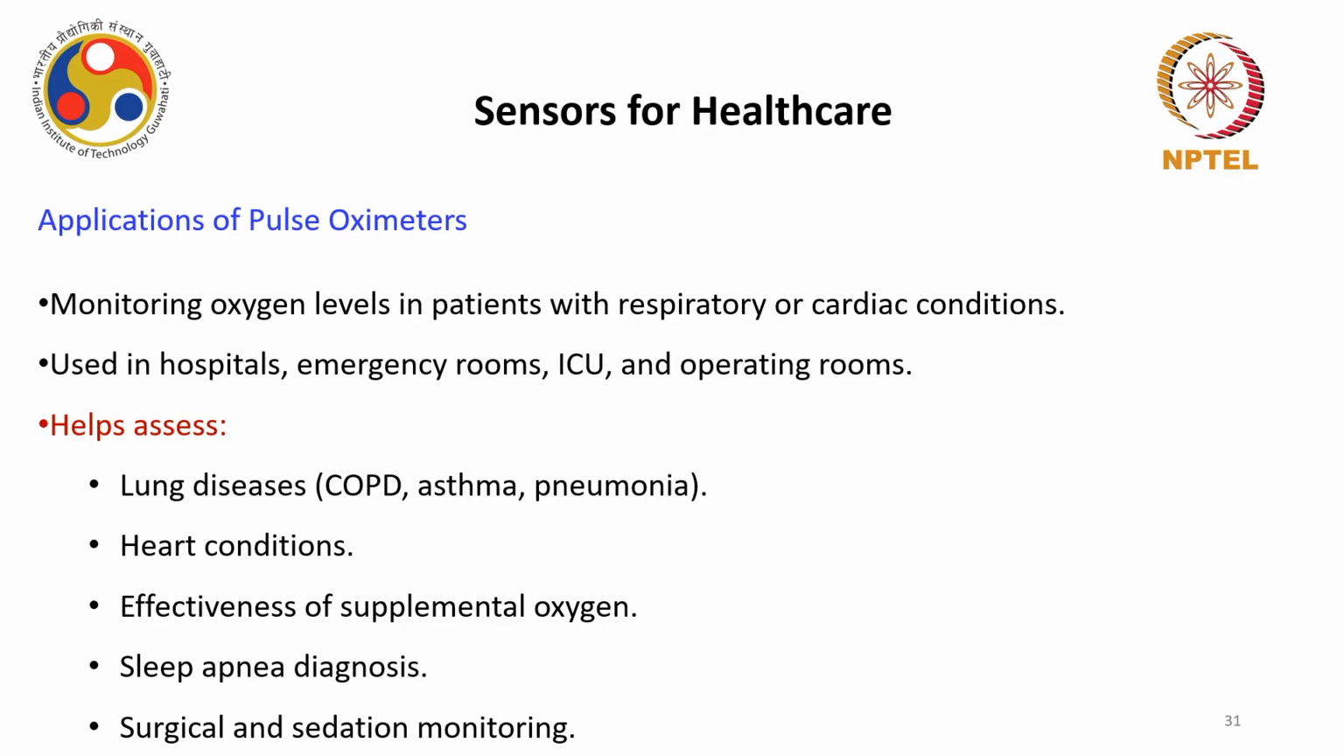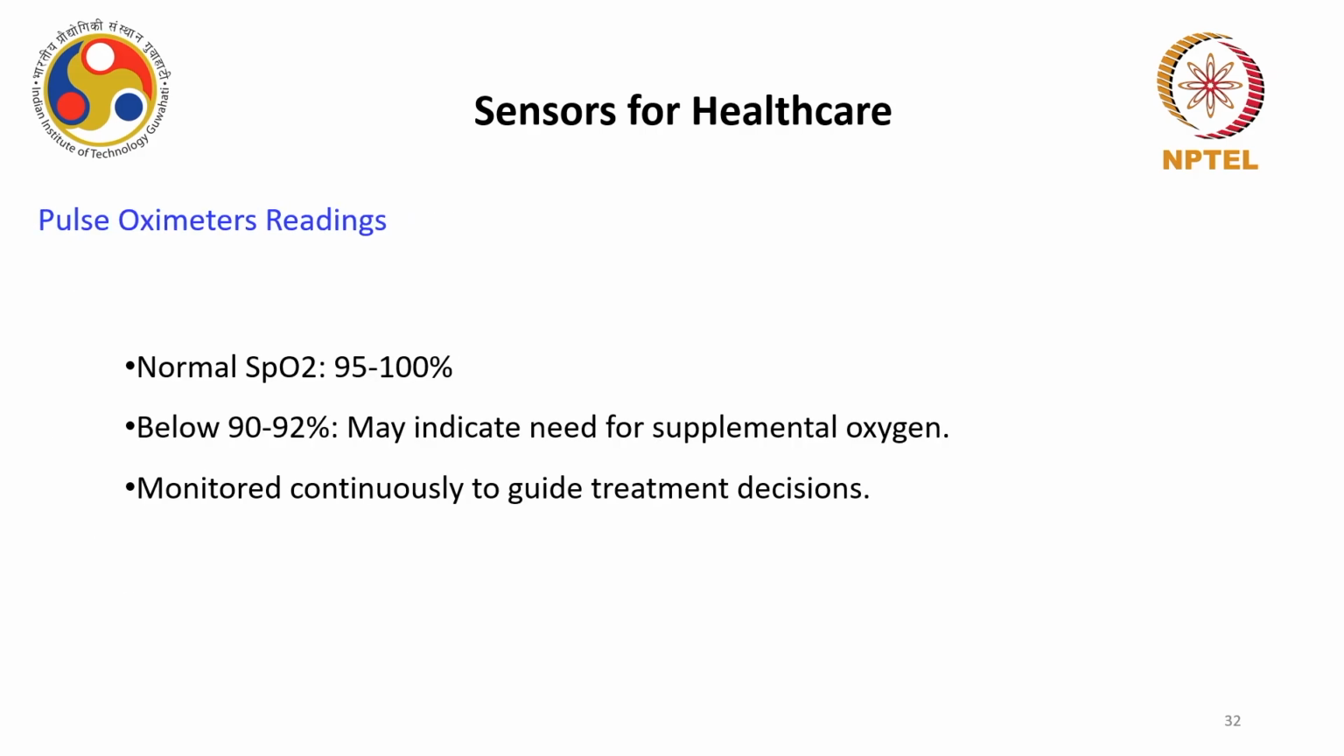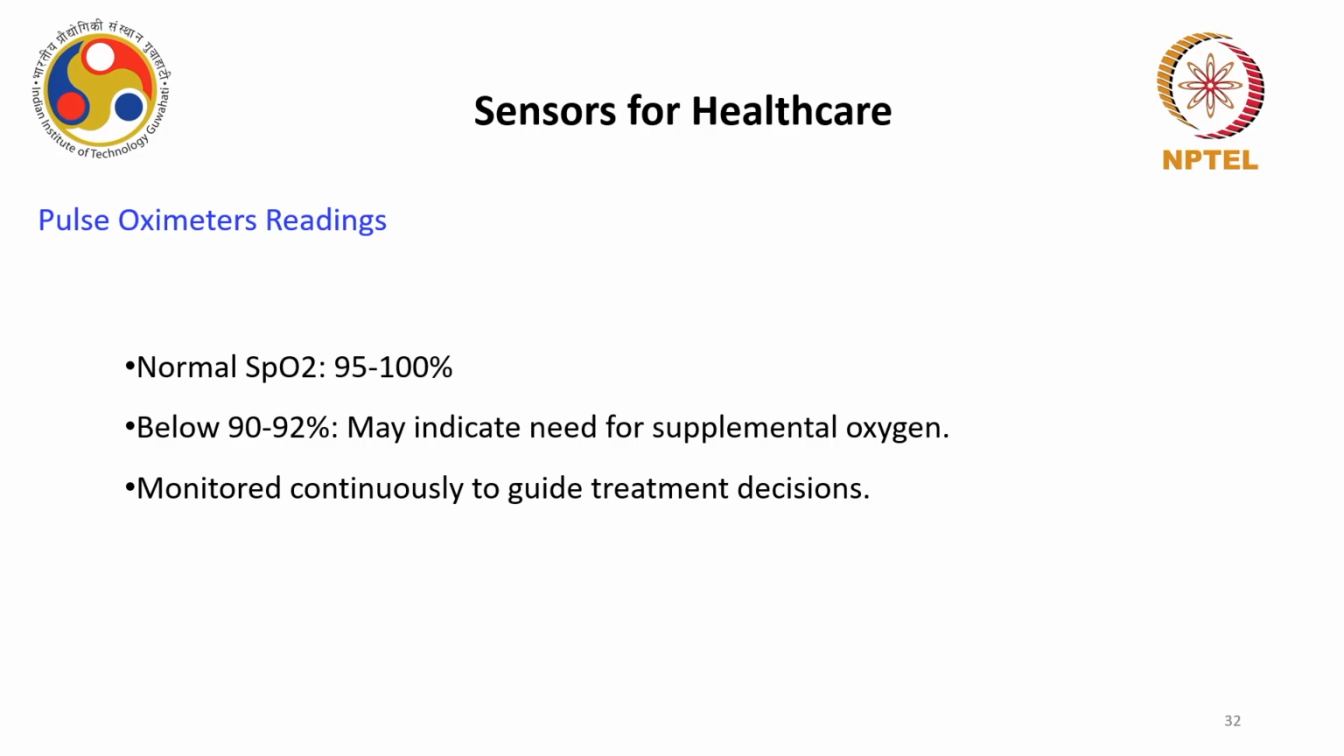They can help in assessing the effectiveness of supplemental oxygen if the patient is on certain medication or on oxygen ventilation. It can also help in diagnosis of sleep apnea, and it also helps in surgical and sedation monitoring. The normal SpO2 level in a human body is around 95% to 100%. Below 90 to 92% can indicate that there is a need for supplemental oxygen, and it has to be monitored continuously to guide treatment decisions.